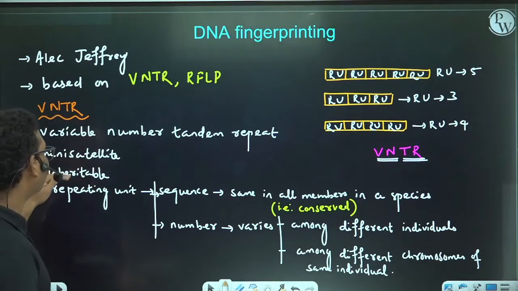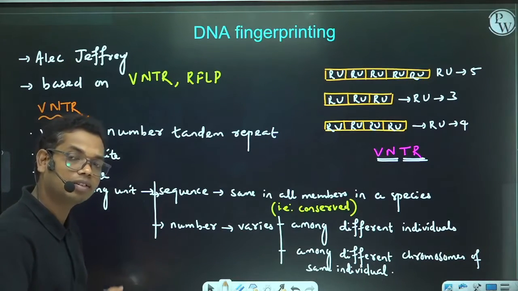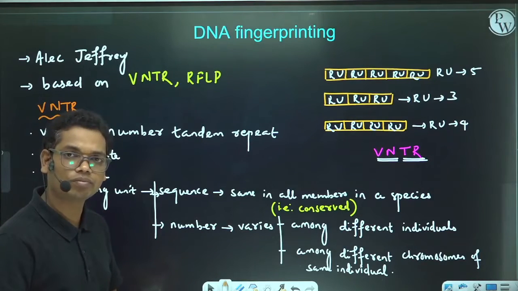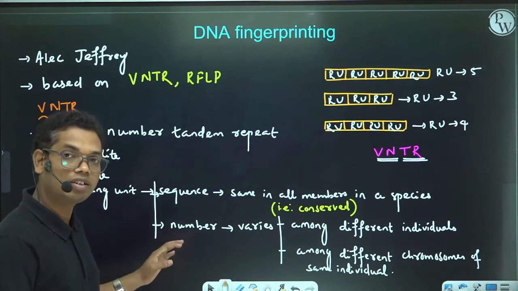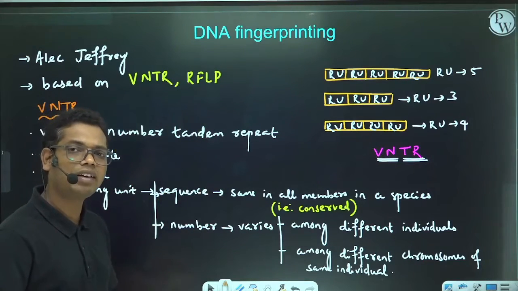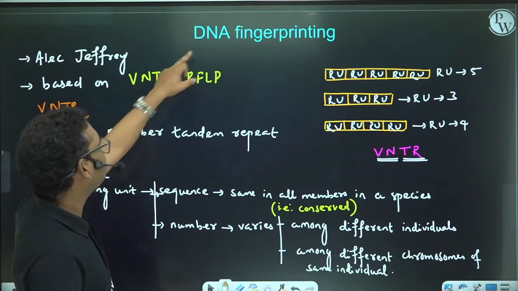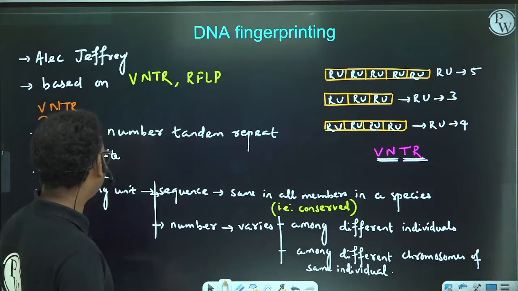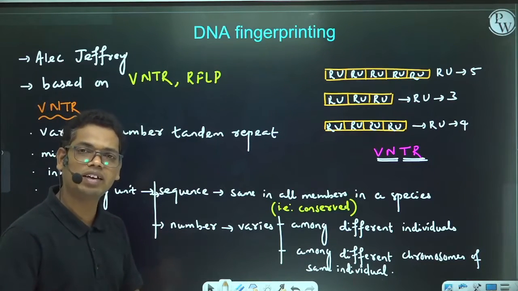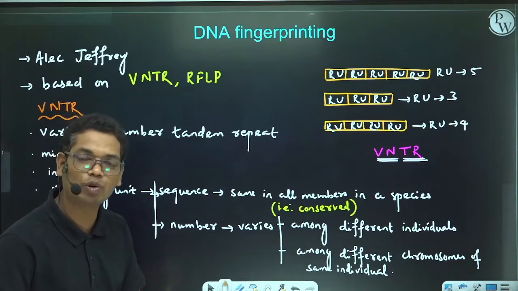And this VNTR is inheritable. That means the VNTR of a father or mother will be transmitted to the children, and that is why we use DNA fingerprinting to solve paternity cases or maternity cases. Why? Because VNTR is the basis of DNA fingerprinting, and VNTR is inheritable. That is why we use DNA fingerprinting to solve paternity and maternity dispute cases.